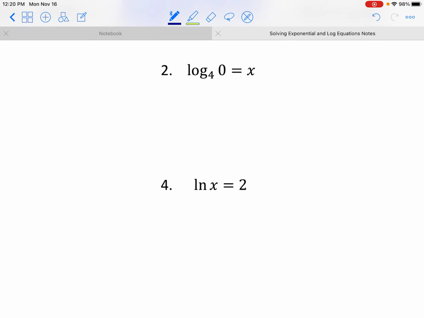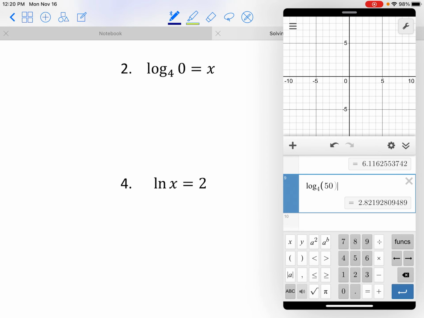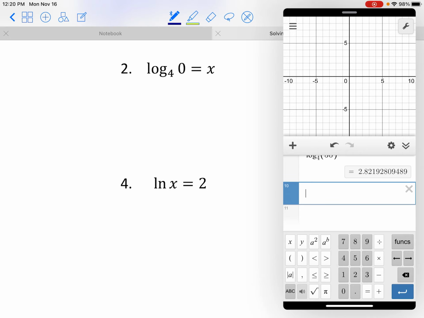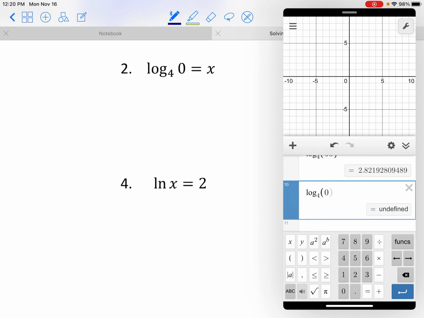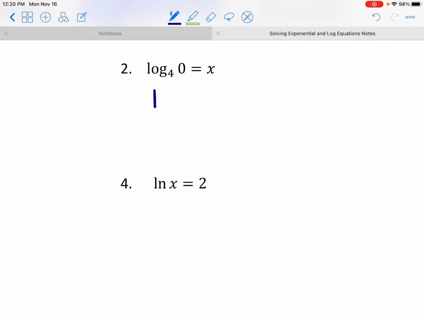But if we look at this next one, we can do this one too, just evaluating here. Let's put it in the calculator. If we put in log base 4 of 0, it says that it's undefined. So think about what this is saying. When you're reading log base 4 of 0, remember you're looking for 4 to what power gets you 0. Well, it isn't possible to raise a number to a power and get to 0.